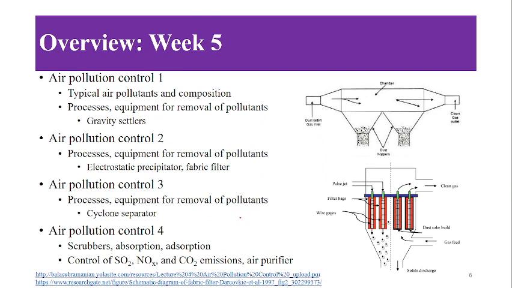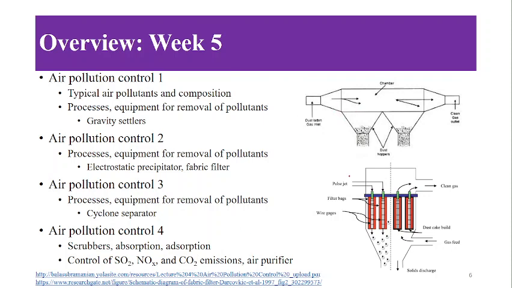For the fifth week, we looked at air pollution control. Different contaminants can be emitted into the air, which can be of gaseous form or solid form, which are particulate contaminants. The typical air pollutants and their composition in the air were discussed, and the processes as well as the equipments for the removal of pollutants were discussed in that. Firstly, the gravity settlers were discussed.